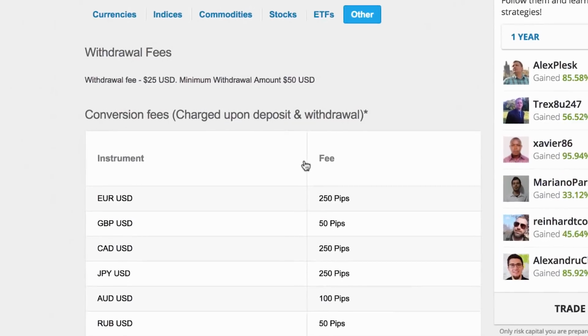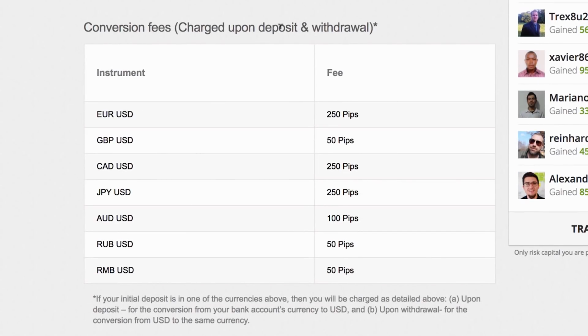Now, over here, same page where I was before, you can see the conversion fees, charged upon deposit and withdrawal. So here they are. Now, people argue about whether these are good conversion fees or bad conversion fees. A lot of people say, my God, they're extremely high. Other people say, no, they're competitive. And to be honest, I've asked eToro, are they competitive? And they said, we deal with global clients, so you're going to have to check your local place.